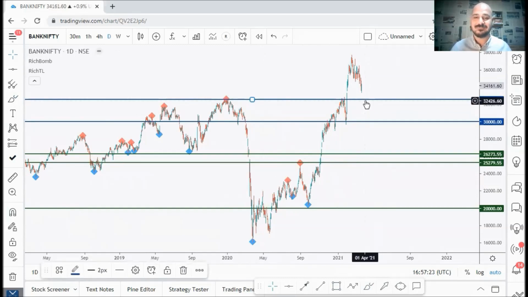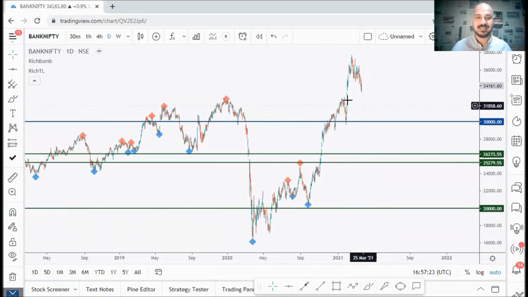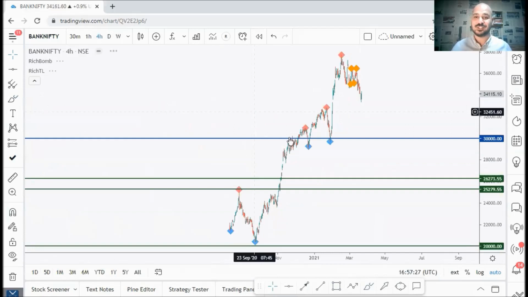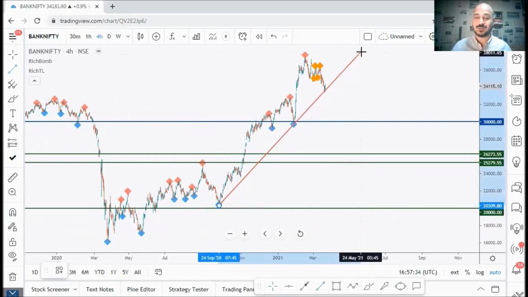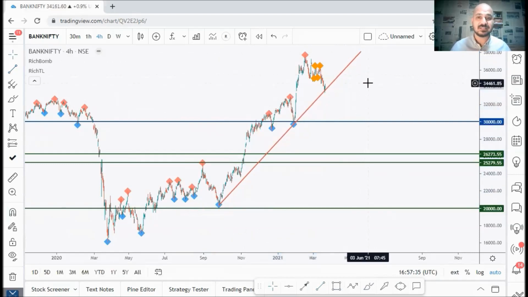So here we have many key rejection areas. And even if we zoom into the H4 time frame, we can draw the trend line. So now things are starting to make more sense, right?